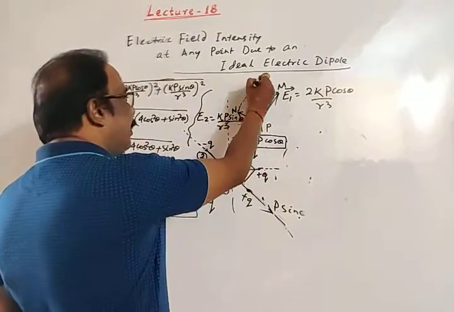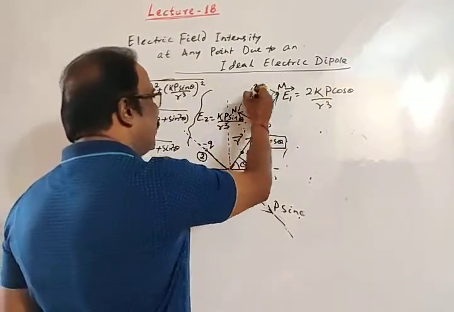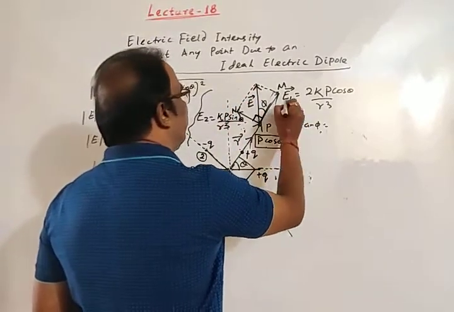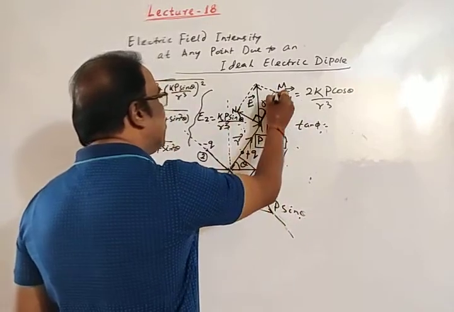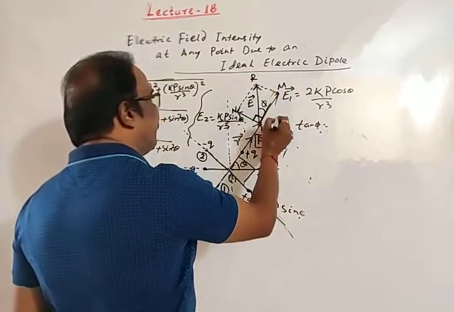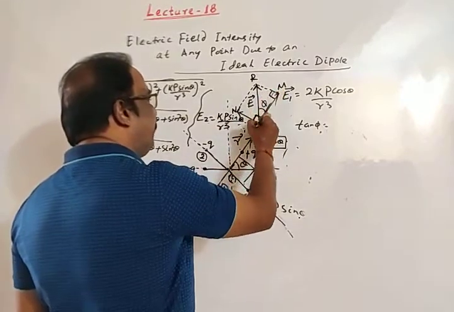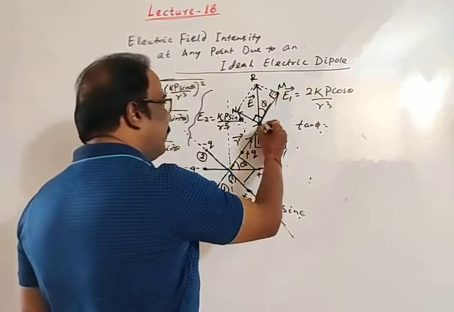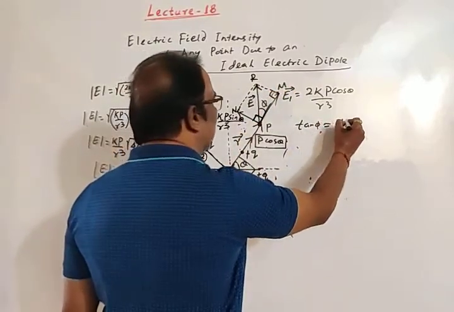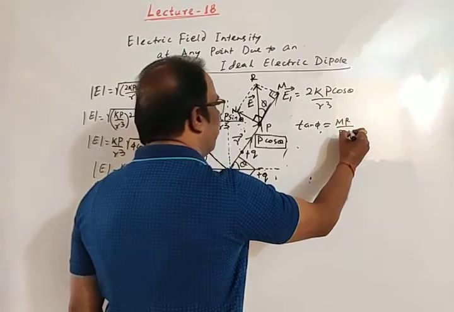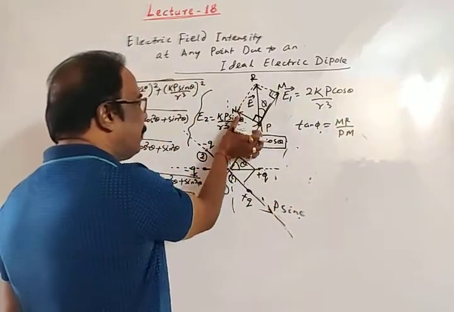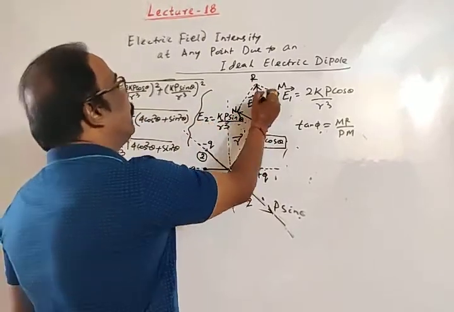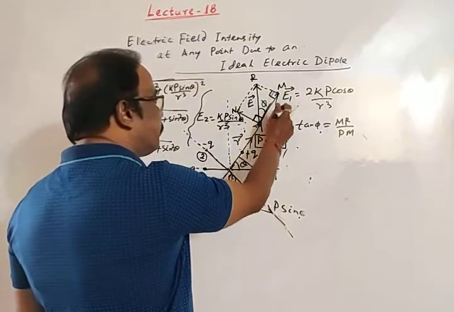From this rectangle, meaning parallelogram, tan phi. See, this is P, this is N, this is M. Suppose this is R. Then from right angle triangle PNR, tan phi is perpendicular divided by base, meaning MR divided by PM. The length of MR is equal to the length of PN. PN represents the magnitude of E2, but PM represents the magnitude of E1.